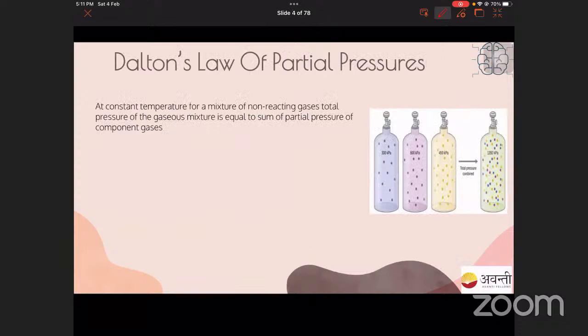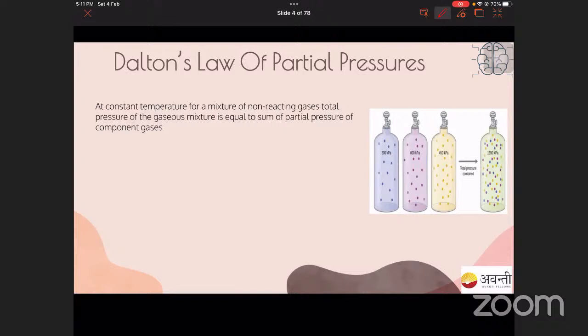Now, today we'll be discussing Dalton's law of partial pressure and then Graham's law, and if time permits, we'll be going to the kinetic gas equation or kinetic gas theory. Okay. Now, firstly, what happens in Dalton's law of partial pressure?